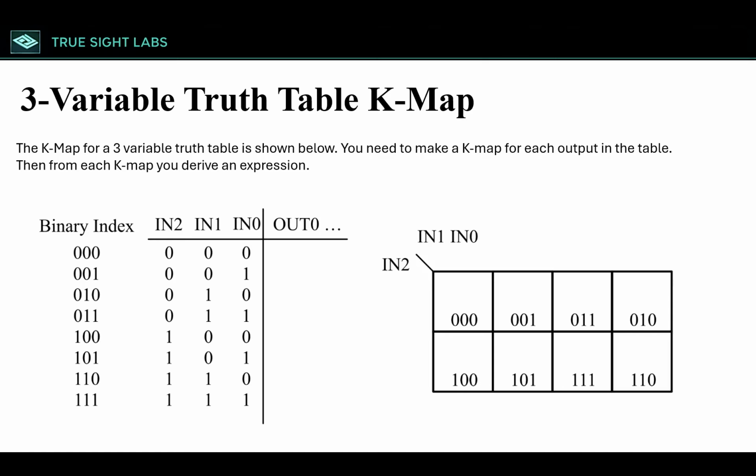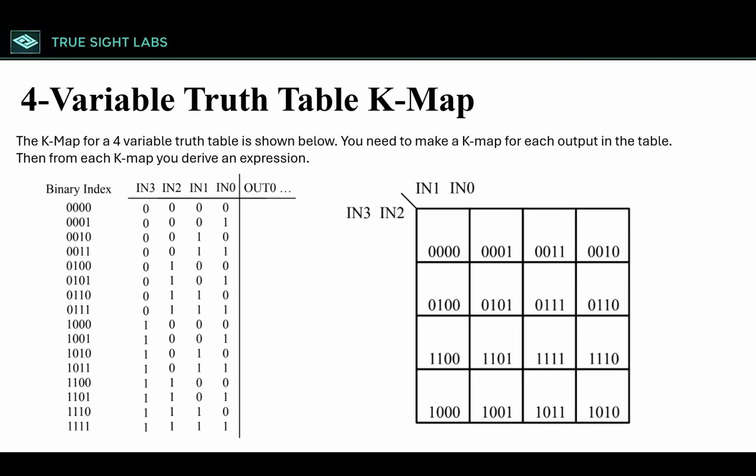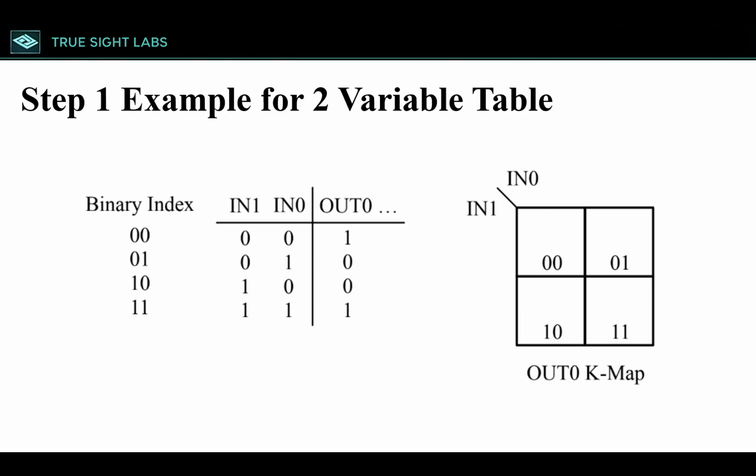Then, for a 3-variable K-map, we use this template. And lastly, for a 4-variable K-map, we use this template. Now let's apply step 1 to a real table.